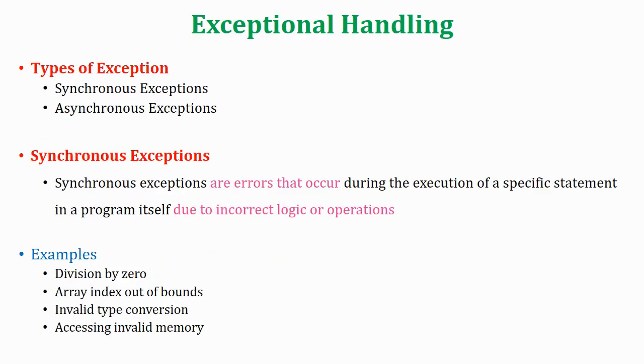And types of exception. Here there are two types of exception: synchronous exception and asynchronous exception. Synchronous exceptions are errors that occur during the execution of a specific statement in the program due to incorrect logic or operation. Examples: division by 0, array index out of bounds, invalid type conversion, accessing invalid memory.